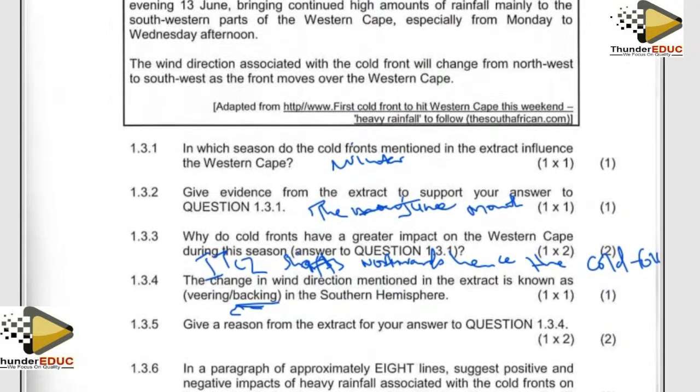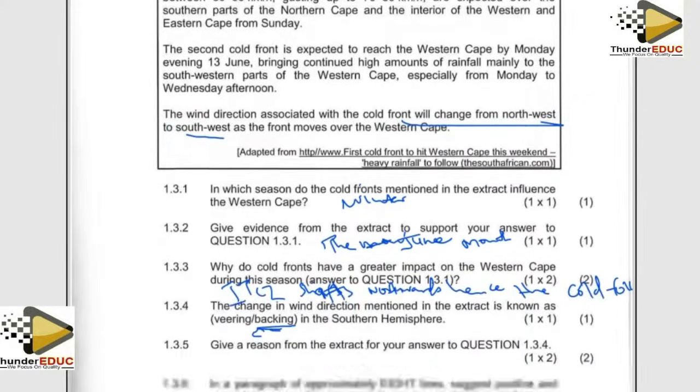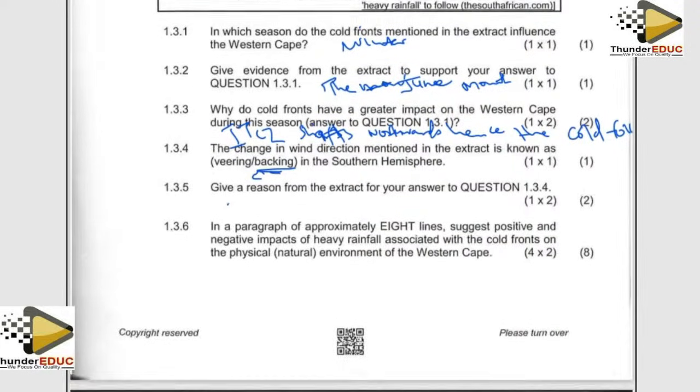And somewhere they say that the wind direction associated with the cold front will change from northwest to southwest. Okay, the wind direction associated with the cold front will change. That means the extract is here. Change from southwest to northwest, meaning that there is a change in direction. So that answers this question. Okay, and that is the last paragraph. So this last paragraph here answers this question.